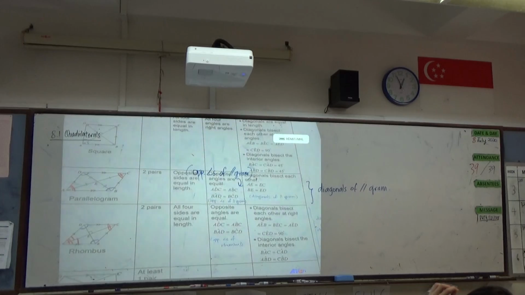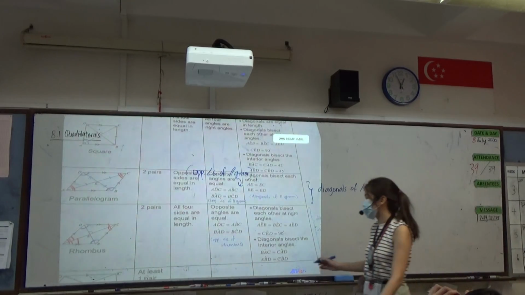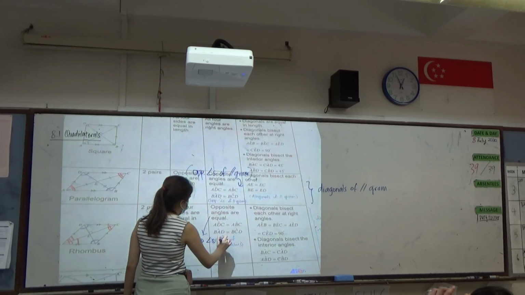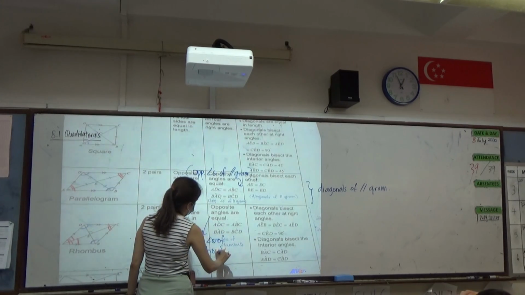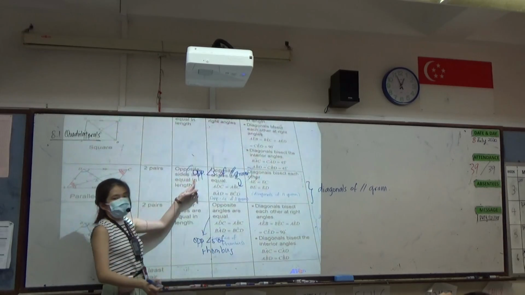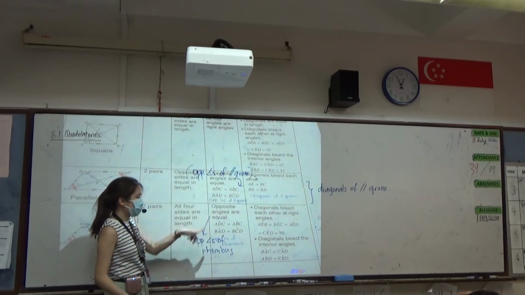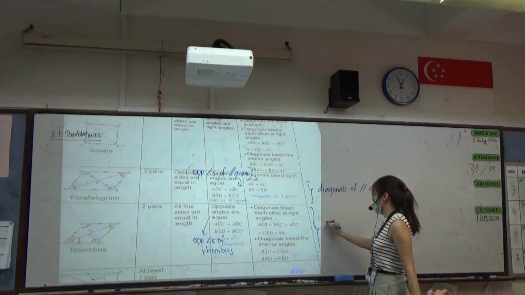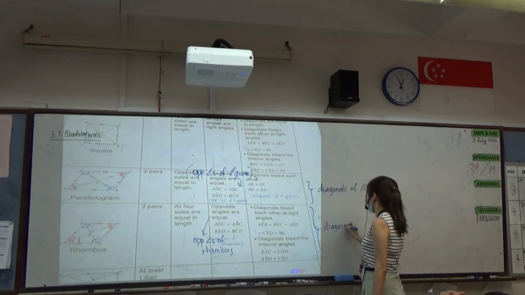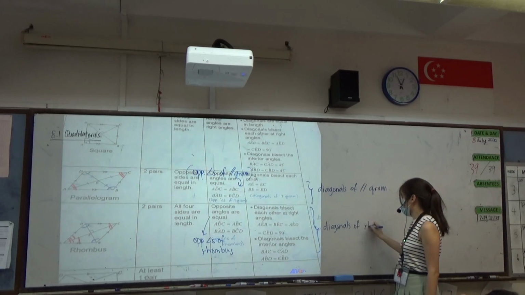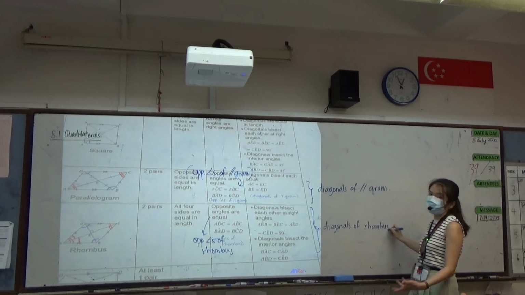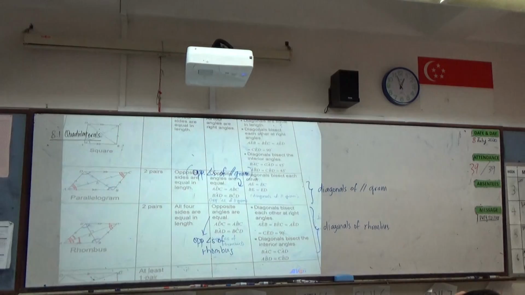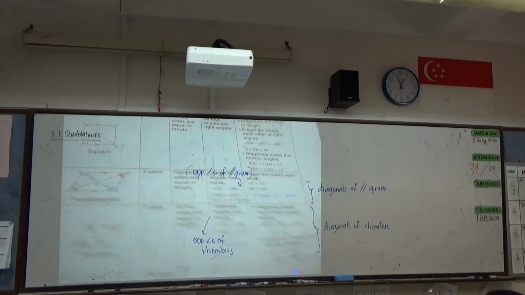Okay? Then opposite angles are equal. For rhombus, we will say opposite angles of rhombus. So it's the same thing as parallelogram, just that instead of parallelogram, we write rhombus. If I'm using any diagonal property, I will say diagonals of rhombus, because we're talking about rhombus, right? Okay, so those are the short forms.